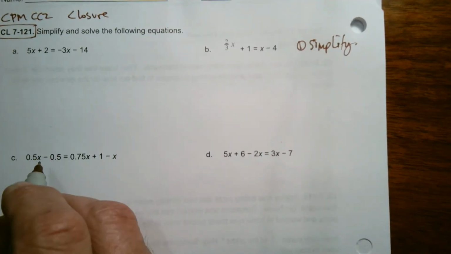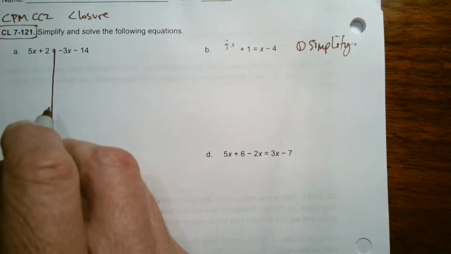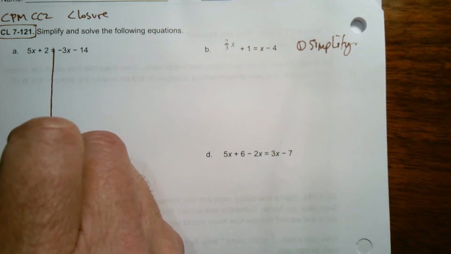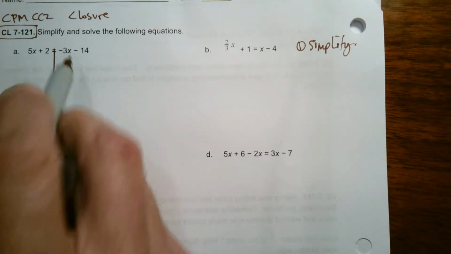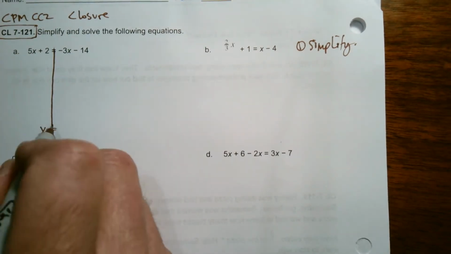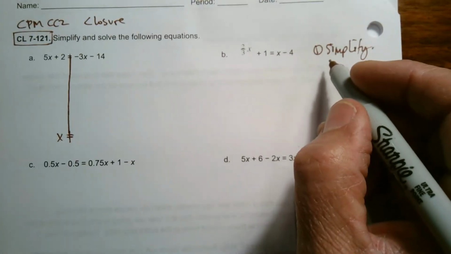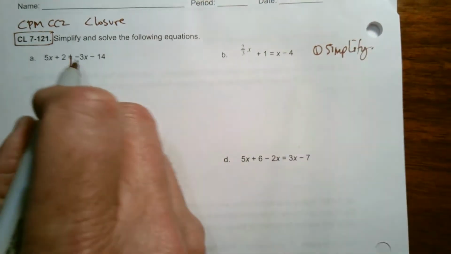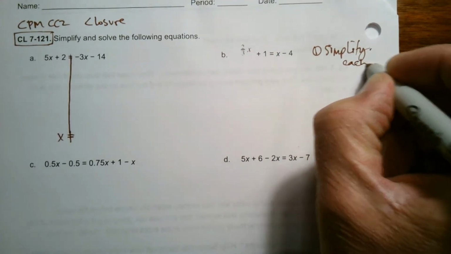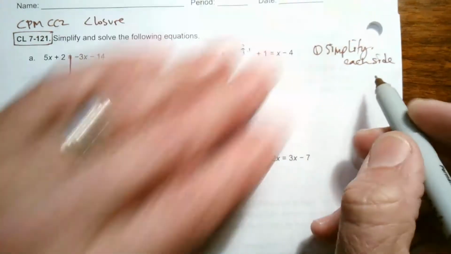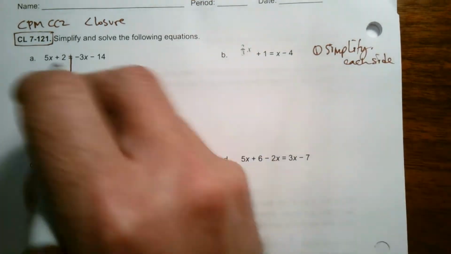There's a process. The process is to make sure that you're doing opposite operations to isolate your x, because if you can get it down to 1x, then you know what x is. So the first step is simplify. I'm going to write our steps here. Simplify just means, is there any combining like terms? Simplify each side. If I look at each side, there's no combining like terms, so that step is done for this question.